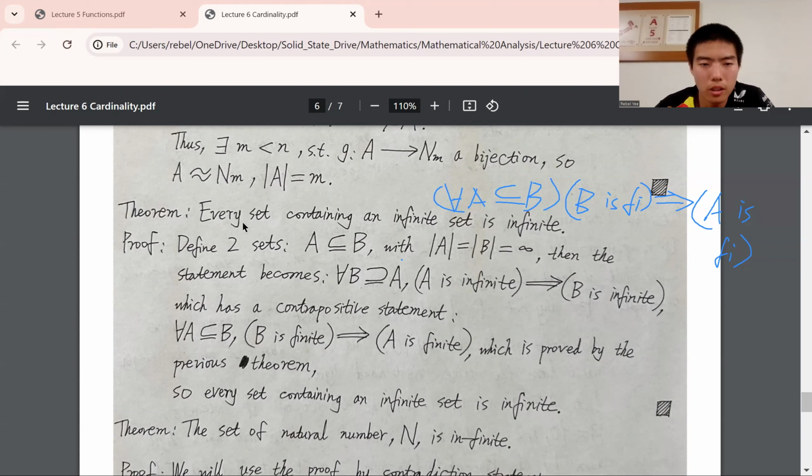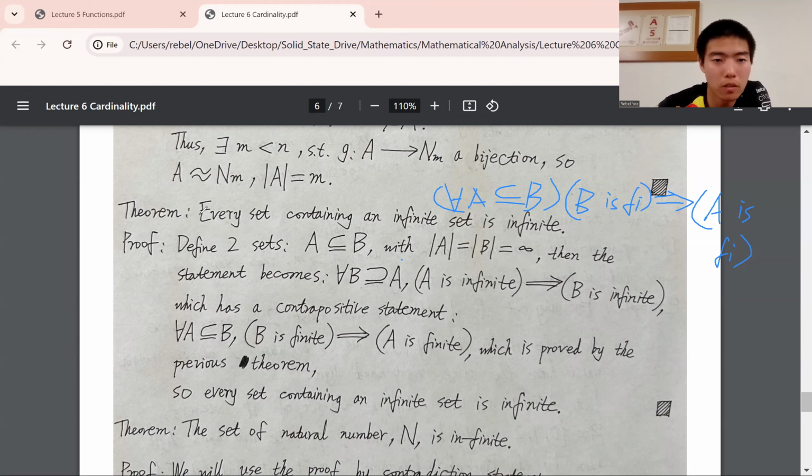And here, every set containing an infinite set is infinite, which means for all of the sets B containing some infinite set A, A is infinite, so B is infinite. It's just the contrapositive of the statement: B is finite implies A is finite. So this one is true, its contrapositive statement must also be true. So we prove every set containing an infinite set is also infinite.